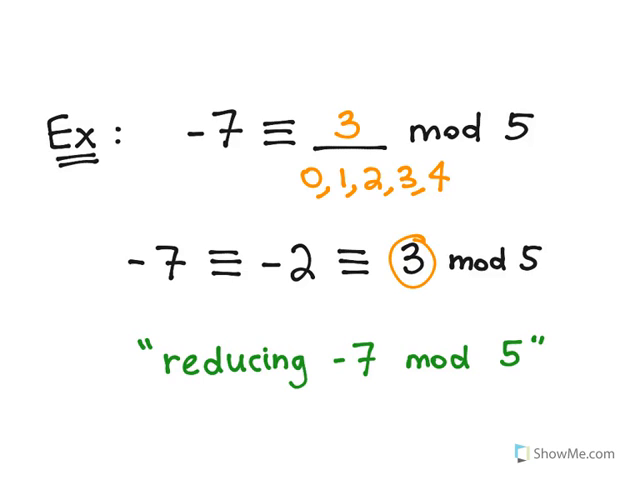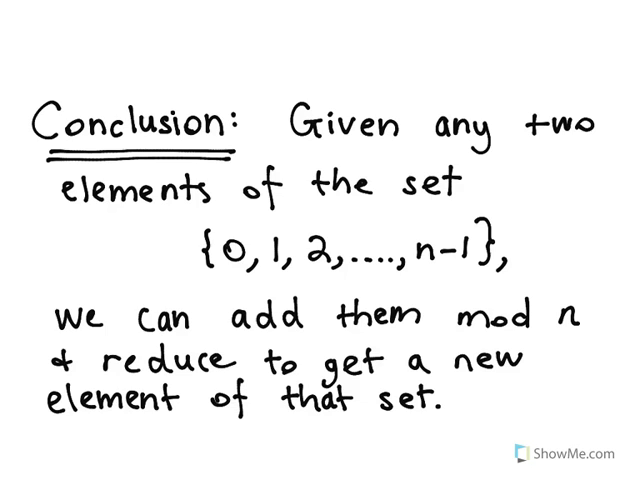Where this idea of reducing modulo n is going to be really useful for us in this class is when we bring the arithmetic into modular arithmetic by starting to add or multiply numbers modulo n. So here's what I mean by that, and what I think of as sort of the main punchline of today's video. Given any two elements of the set of numbers 0, 1, 2, and so on up to n-1, we can add those two things modulo n and reduce the result to get a new element of that same set.